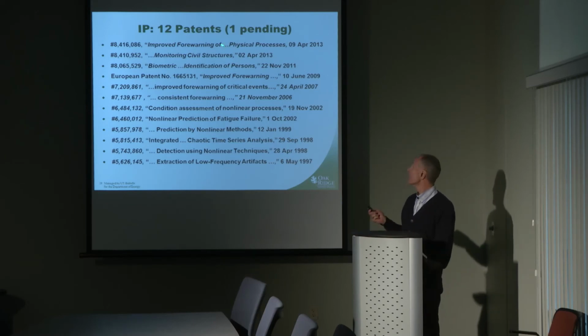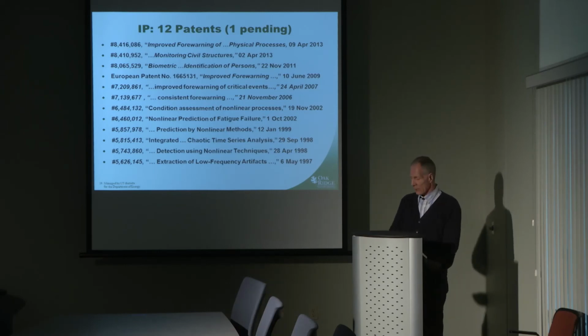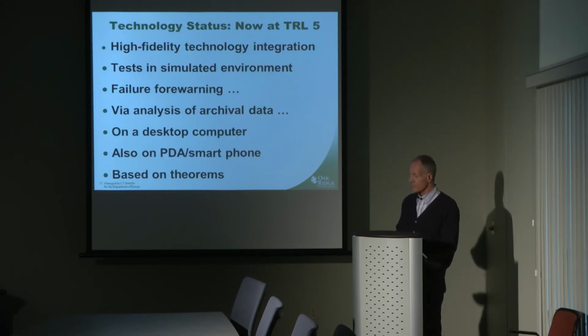So the intellectual property involved here is 12 patents and 1 pending. These patents span from 1997 to present. So there are now 4 invention disclosures in addition to the patent pending here. So this is a large intellectual property portfolio.